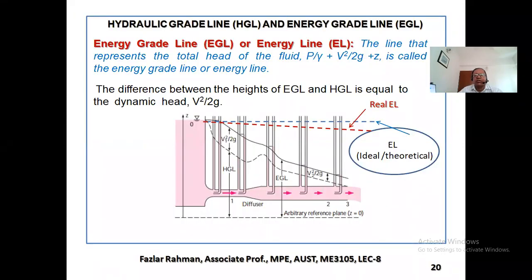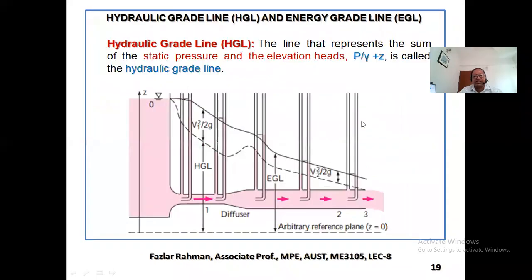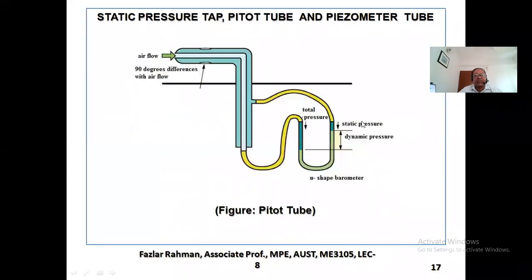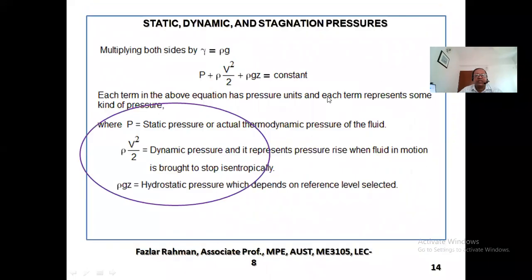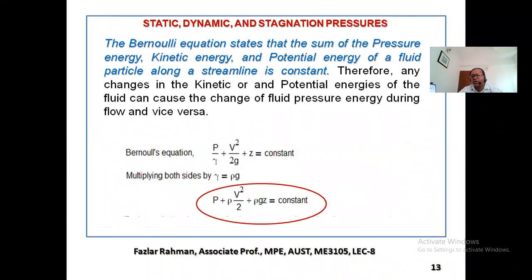Then we learned about the energy line. Energy grade line is this, both are the same thing. Then we learned the hydraulic grade line, right? Then we tried to show you how a heated tube works. Then we derived Bernoulli's equation and showed you different forms of Bernoulli's equation. The same equation you can express in different forms. And how we can express Bernoulli's equation in a single sentence, that we described, right? We learned in the last class.